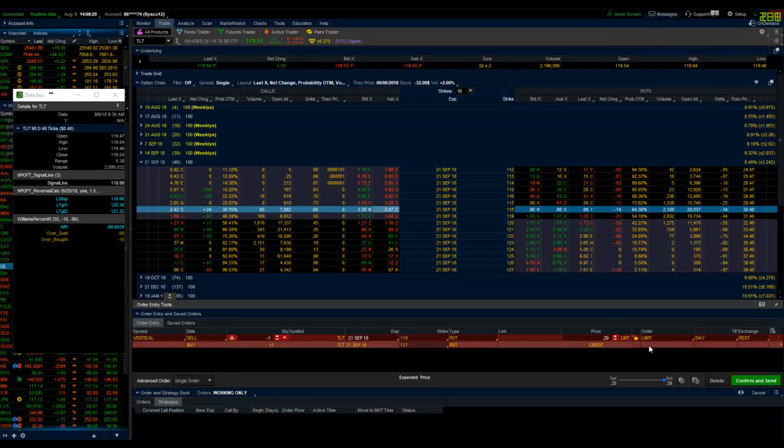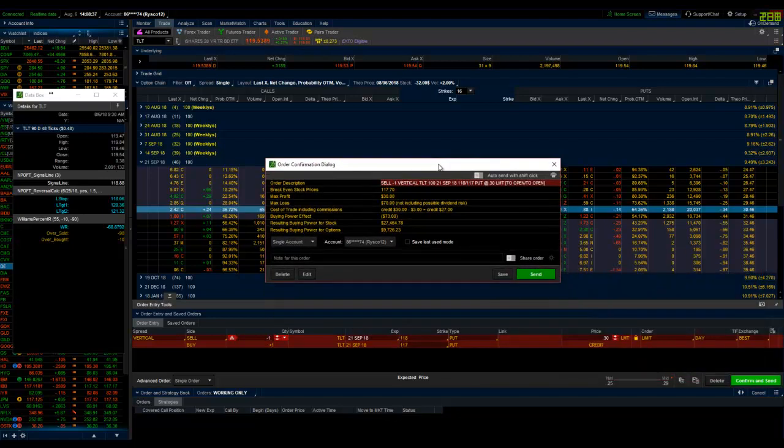It is a fully risk-defined trade. It's trading for right around 29 cents. I'm going to round that up. I'm going to move it up to 30 cents. Let's say we collect 30 cents to put that trade on. Let me show you the order confirmation box. This is still a bullish position. I still want TLT to move to the upside, but it's a much more conservative route to go.